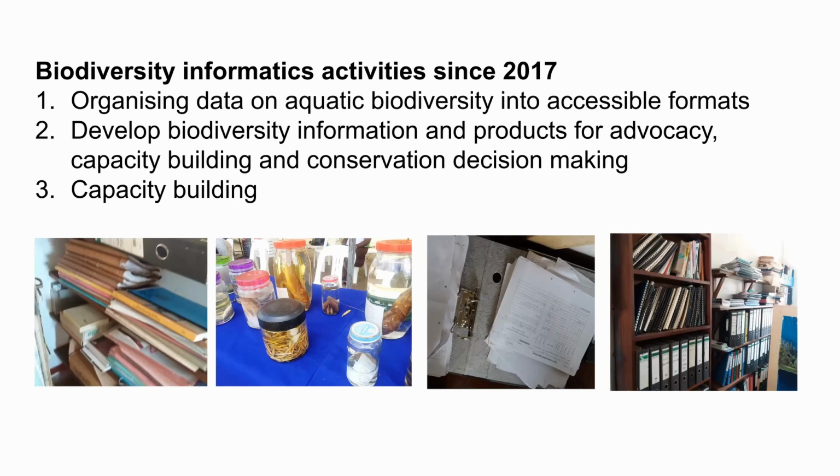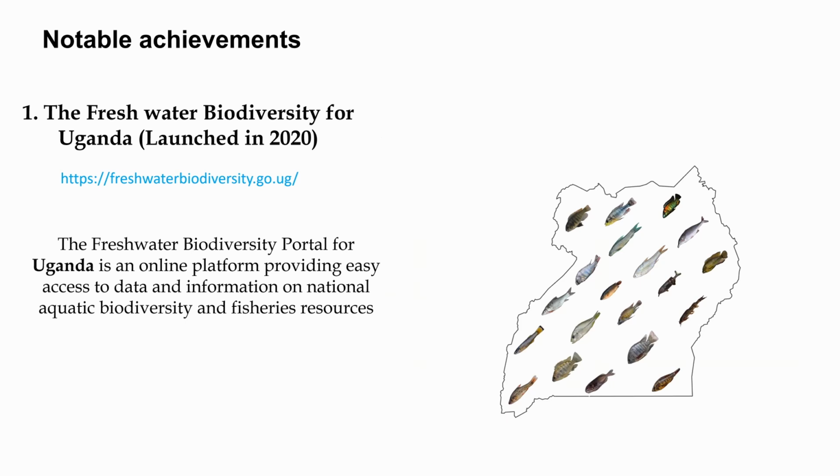So these activities are very important to make sure that data and information becomes available for the users that it is supposed to serve. We've been doing a lot, and now I'd like to highlight the notable achievements that we have gotten. One is that we established the freshwater biodiversity portal for Uganda. That was in 2020. That is when it was launched. And it's an online platform that provides easy access to all the data and information on biodiversity in Uganda. Some of you may have visited it, but here I also display the link that you can visit to look at it.